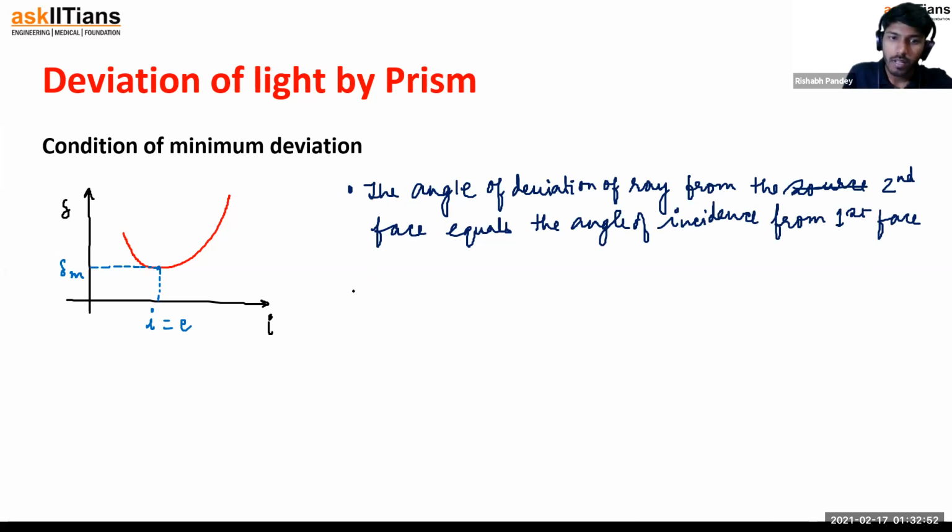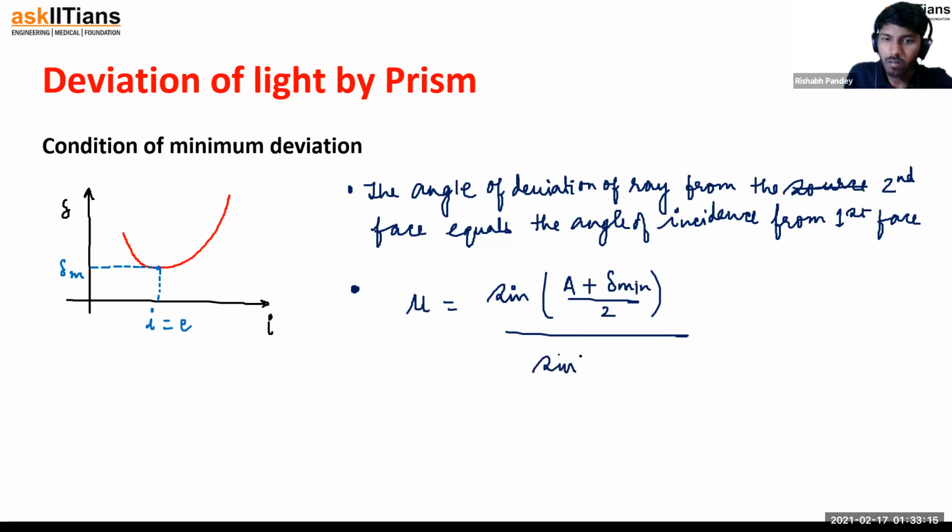If this situation has been satisfied, the second is the refractive index, that is mu. In this situation, if I want to find the angle of minimum deviation, this will be the formula, that is sine of (A plus minimum deviation) divided by 2, the whole divided by sine of A by 2. By using this formula, I can find the angle of minimum deviation, right?